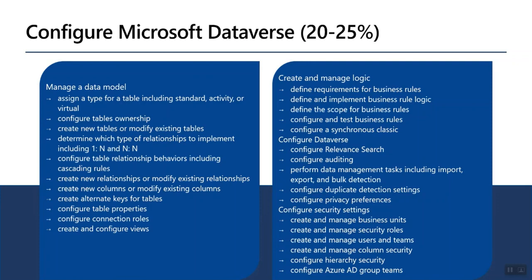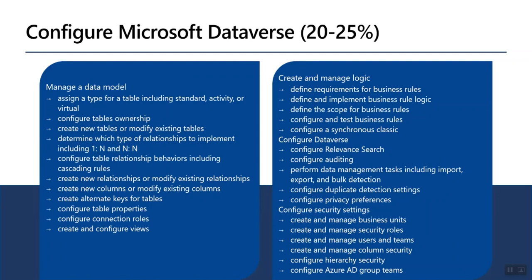Part of that includes how do you assign a type for a table, including standard, activity, or virtual? How do you configure table ownership? How do you create new tables or modify existing tables? How do you determine which type of relationships to implement? This includes one to many or many to many relationships. How do you configure table relationship behaviors, including cascading rules?